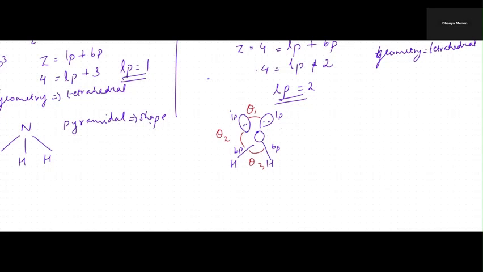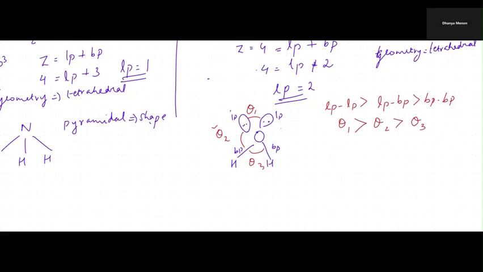Okay, so just tell me which theta angle will be more. Lone pair-lone pair repulsion is greater than lone pair-bond pair repulsion, which is greater than bond pair-bond pair repulsion. So θ1, the lone pair-lone pair repulsion, is greater than the lone pair-bond pair one, that is θ2, which is greater than θ3. Okay, I hope it is clear.